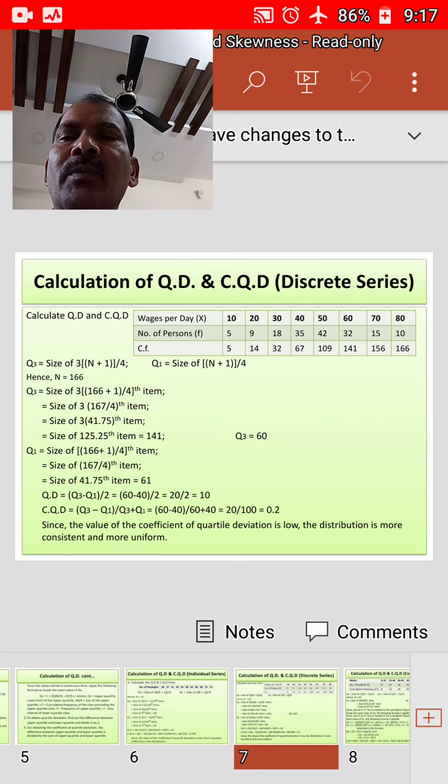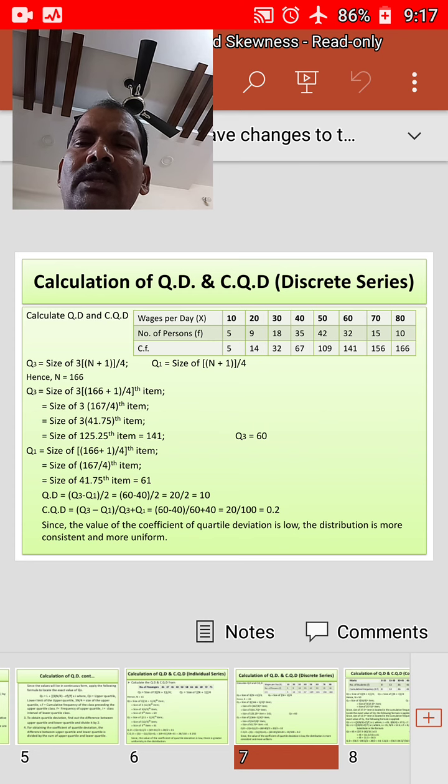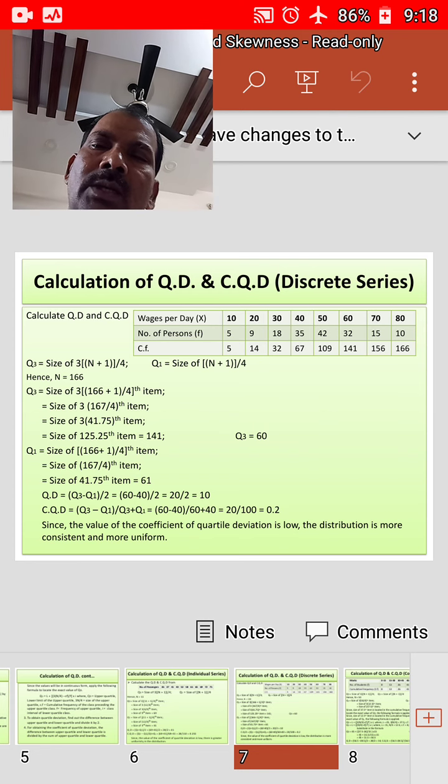Whereas for brand B, the cumulative frequencies are 19, 19 plus 34 is 53, 53 plus 57 is 110, 110 plus 66 is 176, 176 plus 57 is 233, 233 plus 53 is 286. That means n is equal to 200 in case of brand A, and n is equal to 286 in case of brand B.